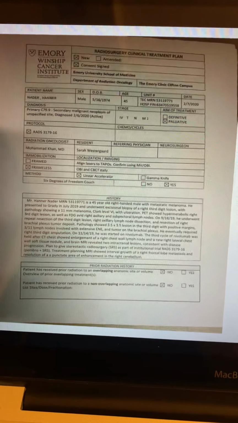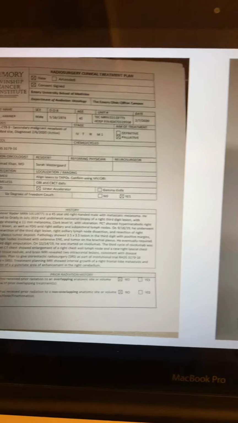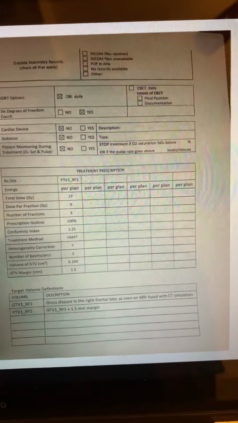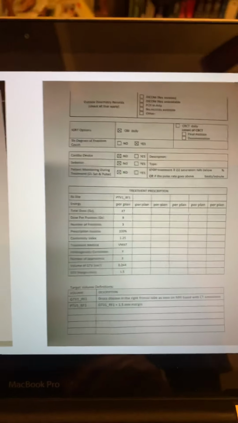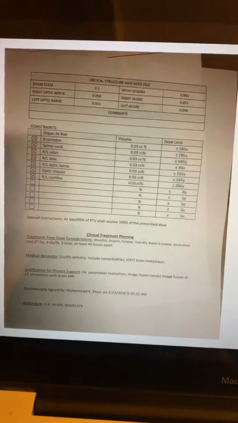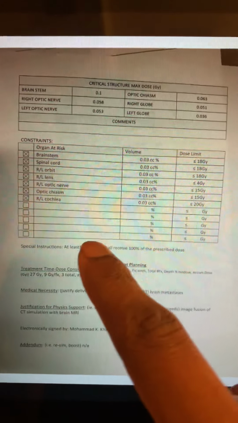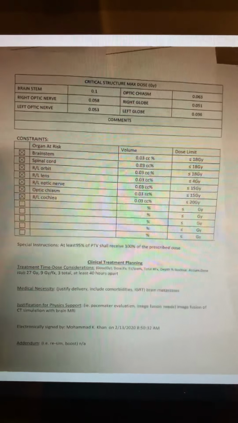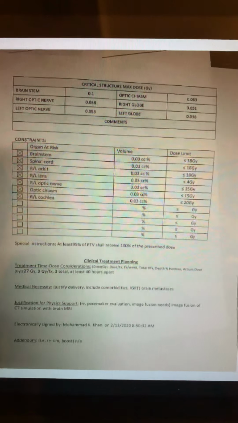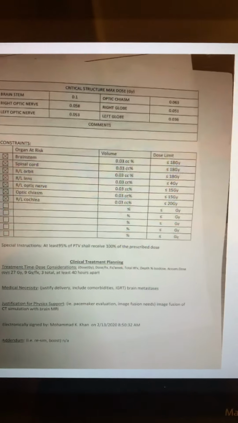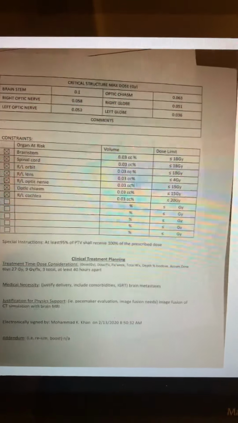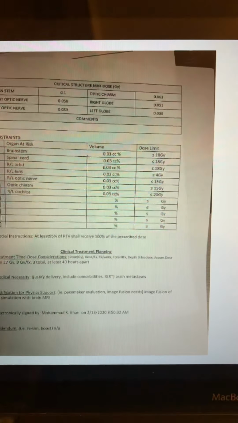This is just an image of the patient's prescription and treatment plan. This also shows the organs that were at risk. His right optic nerve and left optic nerve, also his brainstem, spinal cord, right and left orbit, right and left lens, right and left optic nerve, as I said before, the optic chiasm, and the right and left cochlea.